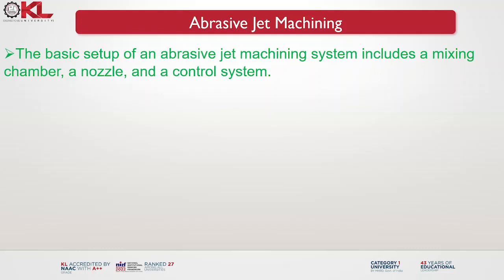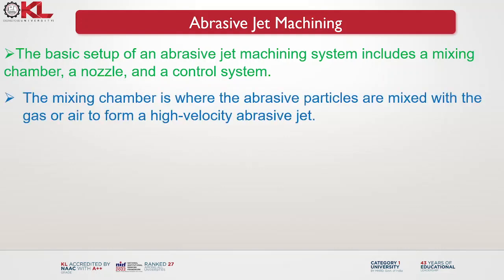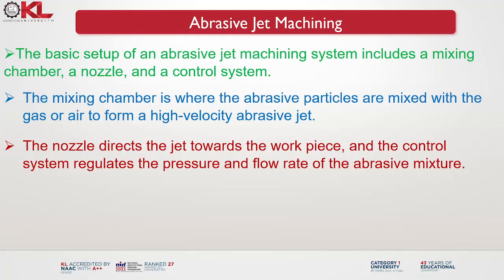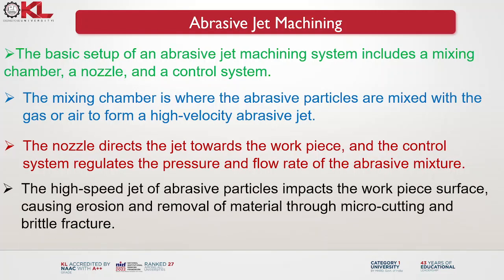The basic setup of an abrasive jet machining system includes a mixing chamber, a nozzle, and a control system. The mixing chamber is where the abrasive particles are mixed with the gas or air to form a high-velocity abrasive jet. The nozzle directs the jet towards the workpiece, and the control system regulates the pressure and flow rate of the abrasive mixture. The high-speed jet of abrasive particles impacts the workpiece surface, causing erosion and removal of material through micro-cutting and brittle fracture.